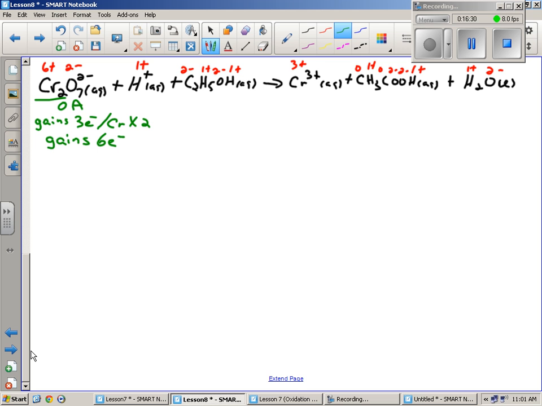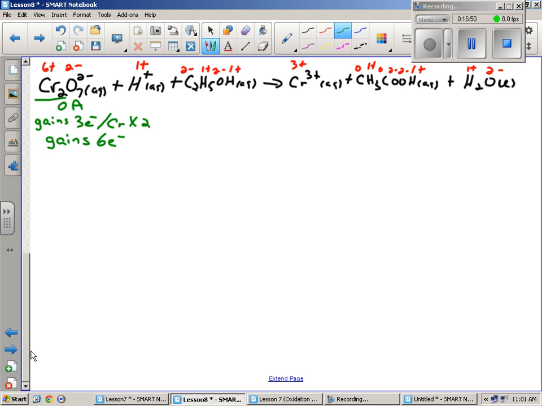I don't care about the right side. The first thing I guess I should have mentioned is this. The only thing I care about the right side for right now is this. 6 plus to 3 plus. Each one gains 3. I don't care about that side anymore. I see each one gains 3. I have 2 here, so that's a total of gaining 6. Okay?